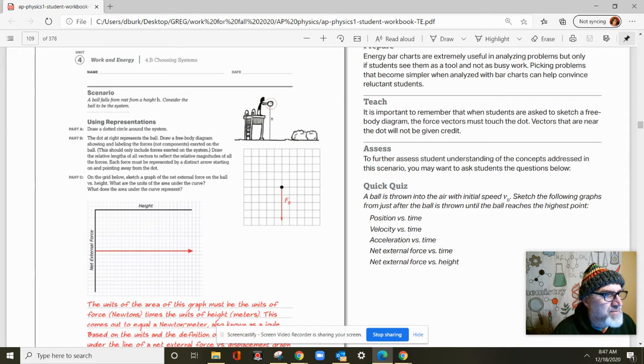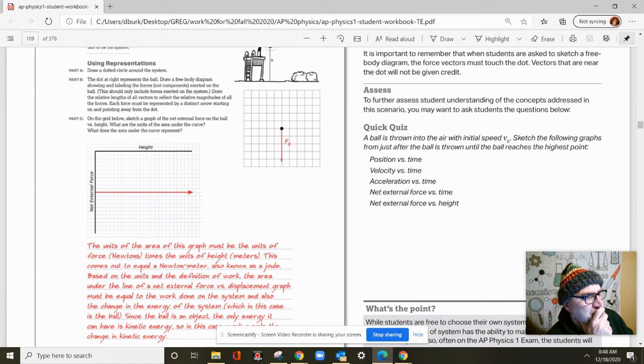It looks like force of gravity. So far, so good. Draw relative lengths. Okay, that's just boilerplate. They always say that. And on the grid below, sketch a graph of the net external force on the ball versus height. What are the units of the area under the curve? So the force is always the force of gravity. It's a constant force. It's the mass times g, so that's not going to change. So that's why they drew a line.